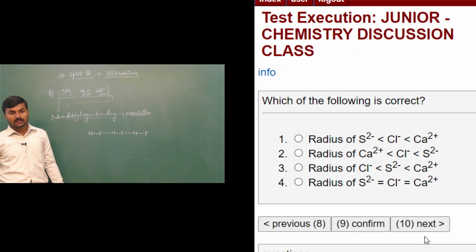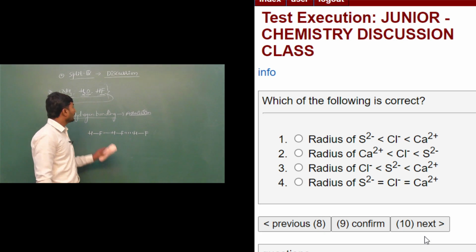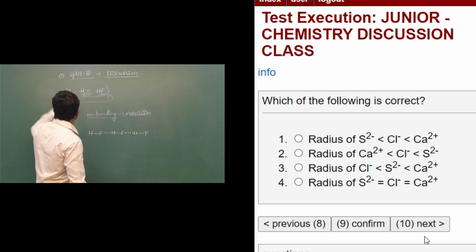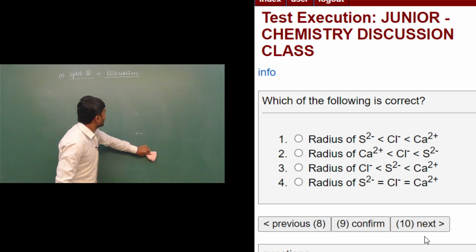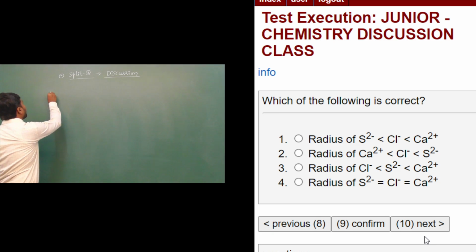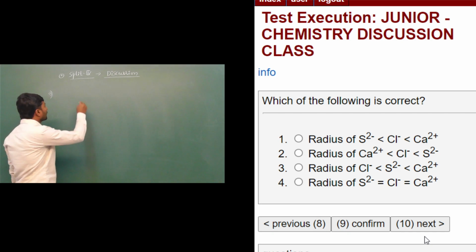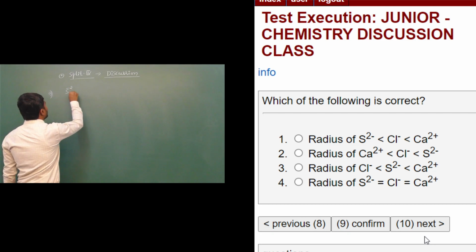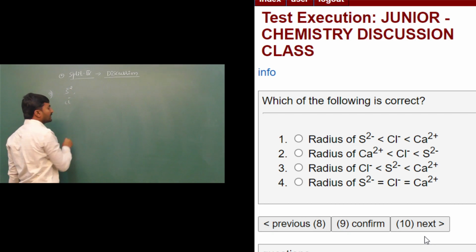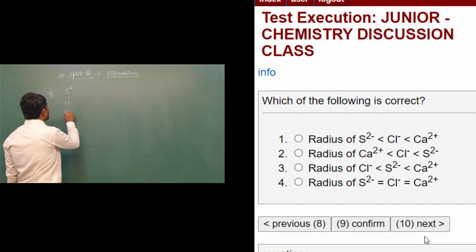The next question is regarding the radius of ions. So what are the different ions given here? S minus 2 followed by Cl minus followed by Ca plus 2.